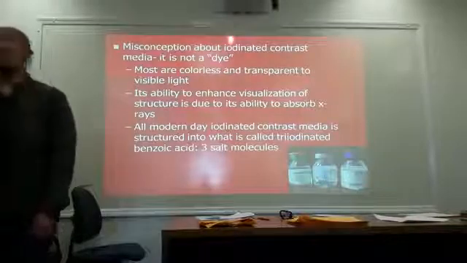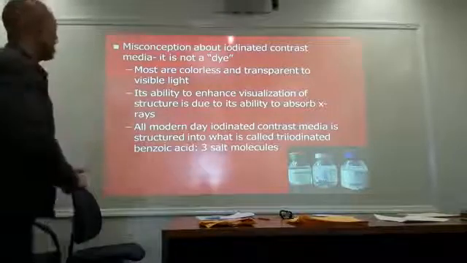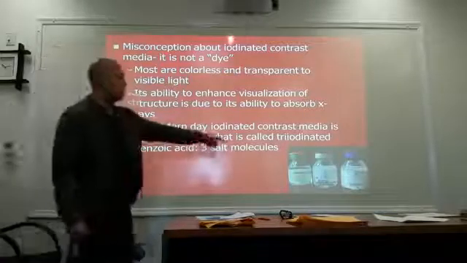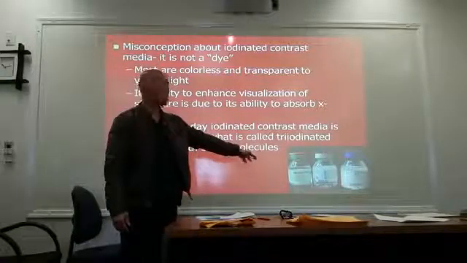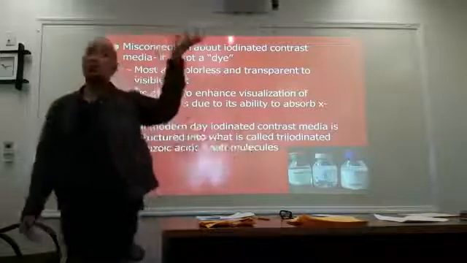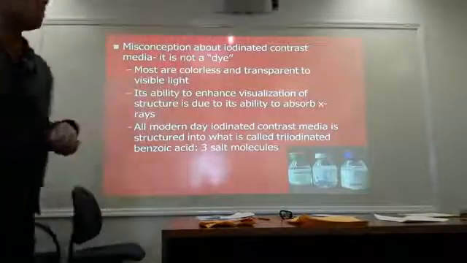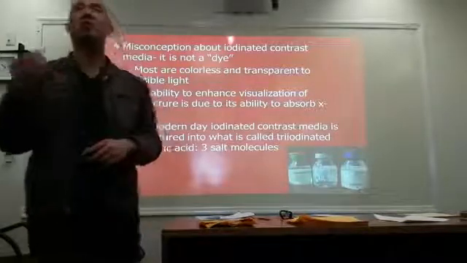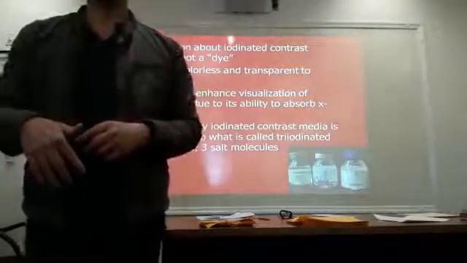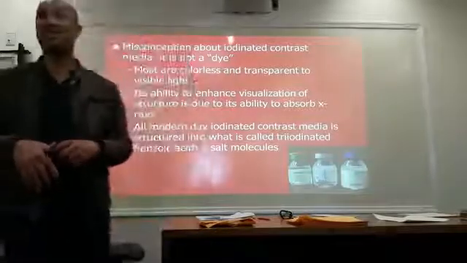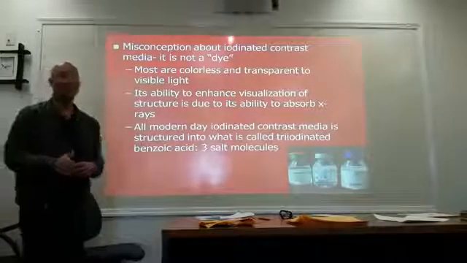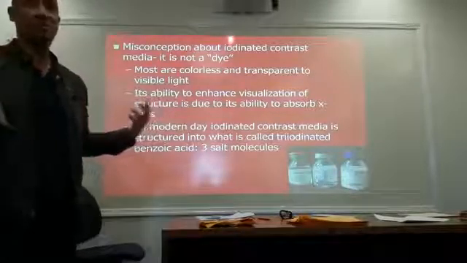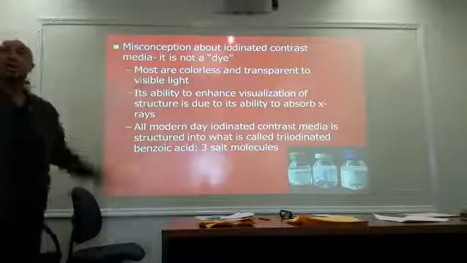The misconception about iodinated contrast is that it's called a dye. Well, look at it. It's clear. You hold it up, it just looks like water in a vial. But we don't call it a dye, we call it contrast. There's a bad annotation to that. Throughout my lecture, have you heard me say dye yet? Well, I said it a few times just a few seconds ago. But it's not a dye, it's a contrast media.